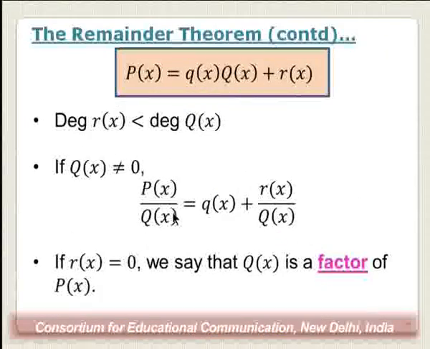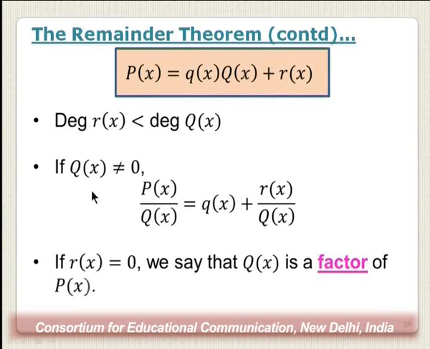You can use the same logic for polynomials, and you can say that the degree of r of x will be less than the degree of capital Q of x, which is the divisor, because that would then represent the fact that Q of x can't go into r of x anymore. Now, our expression here is P of x is equal to little q of x, which represents a quotient, times the divisor, capital Q of x, plus r of x.